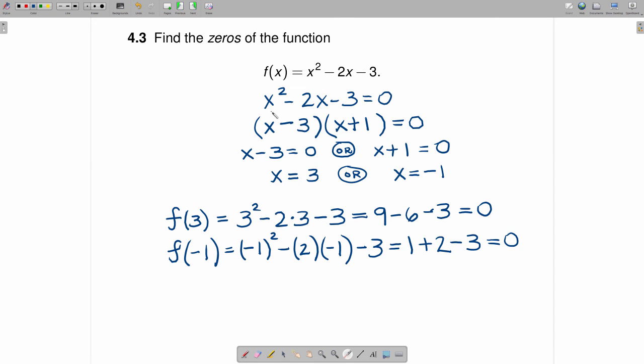The two zeros of this particular function are x equals 3 and x equals negative 1.